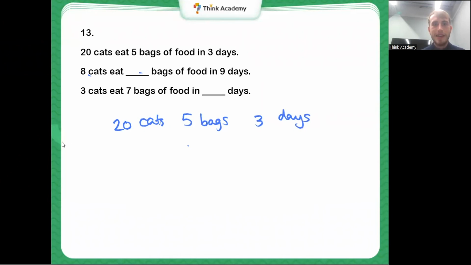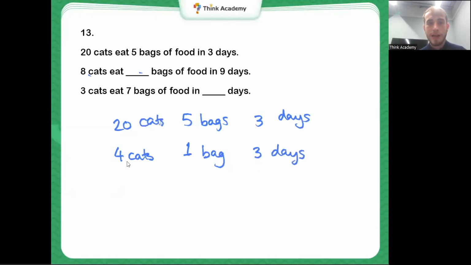So how can I find 8 cats? There's nothing I can divide 20 by to get 8, because 8 is not a factor of 20. But I can look for a common factor here, and I can see a common factor of 4. So if I was to divide our first line by 5, so I can find out how much 4 cats will eat. So 4 cats are going to eat, I've divided by 5, so they're going to eat 1/5 of the food, which will be just 1 bag. Because that's 1/5 of the cats, so they'll eat 1/5 of the food in the same amount of days.